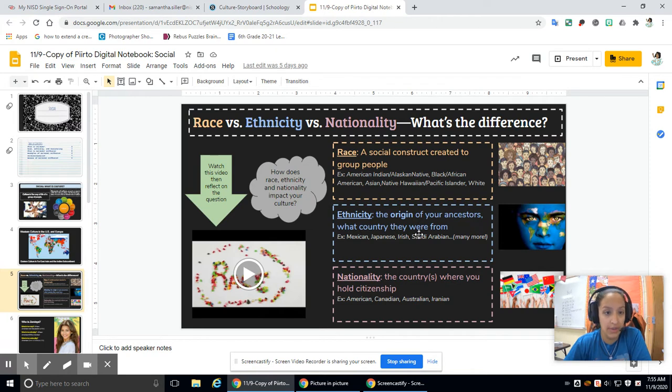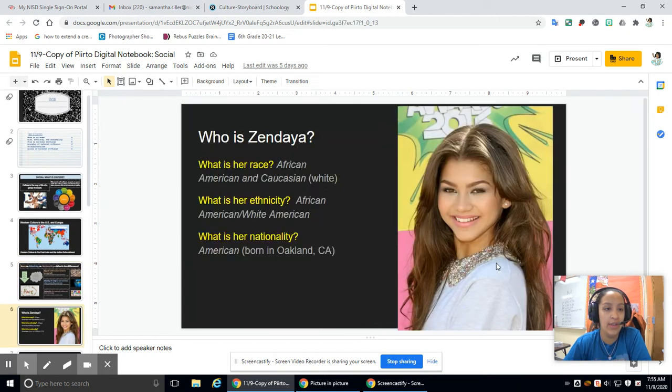We had talked about what's the difference between race, ethnicity, and nationality. If you still don't know it, I suggest you write that down in your notes somewhere so that way you have that. So who is Zendaya? What is her race? She is African American and she is Caucasian, which is white. What is her ethnicity? She's African American and white American. Her nationality, she is American because she was born here in the United States in Oakland, California.